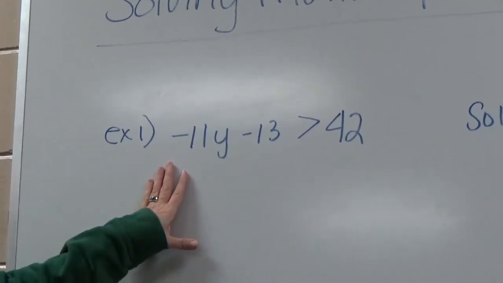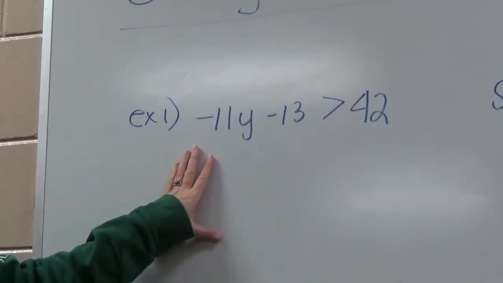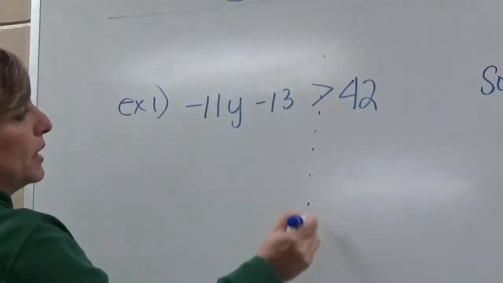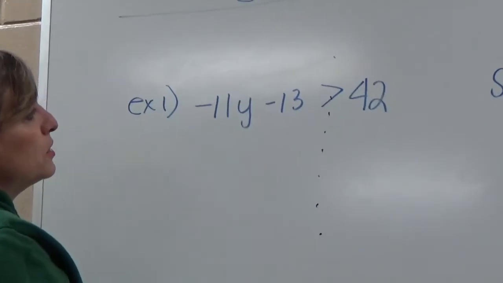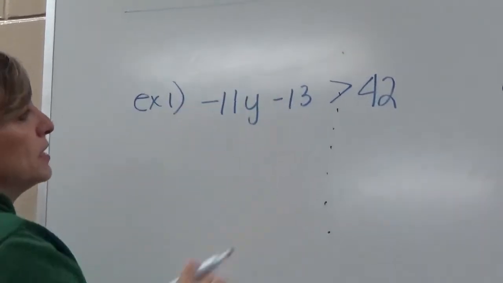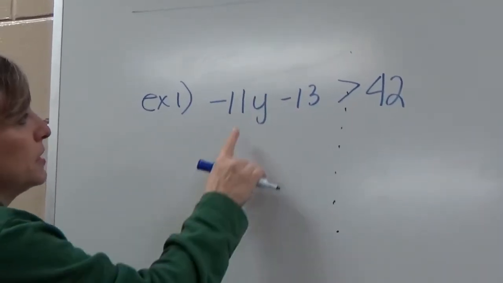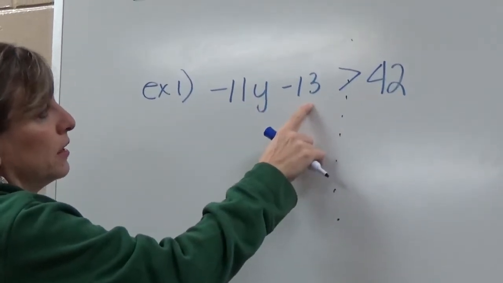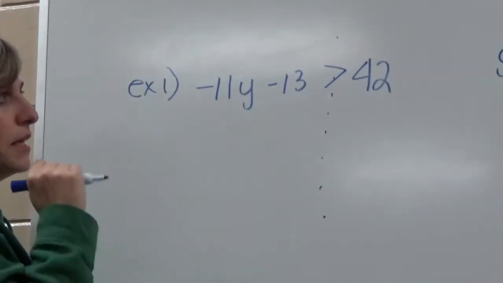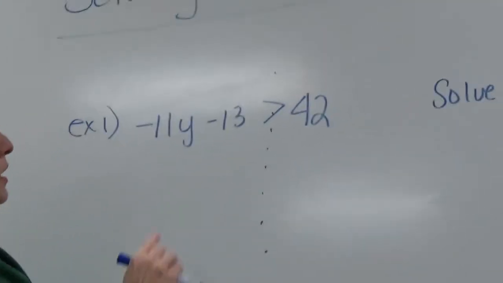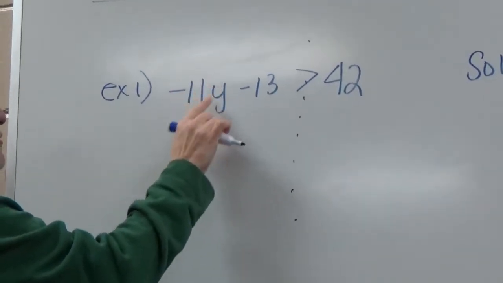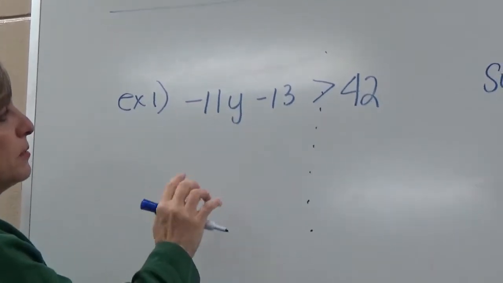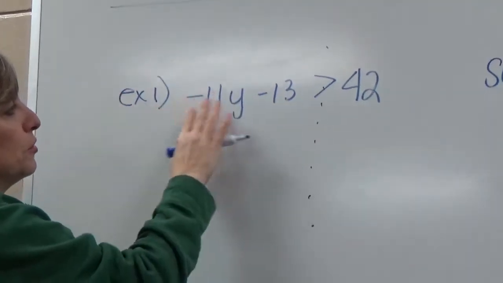So here's my first one. Negative 11y minus 13 is greater than 42. So this is like where my equal sign would be, right here. The first thing that I notice is that people don't know what to do first. They don't know if they deal with the 11 or if they deal with the 13. But I'm going to keep telling you, if there's an 11 with the y, you have to do the addition and subtraction around it first. You don't do that first.